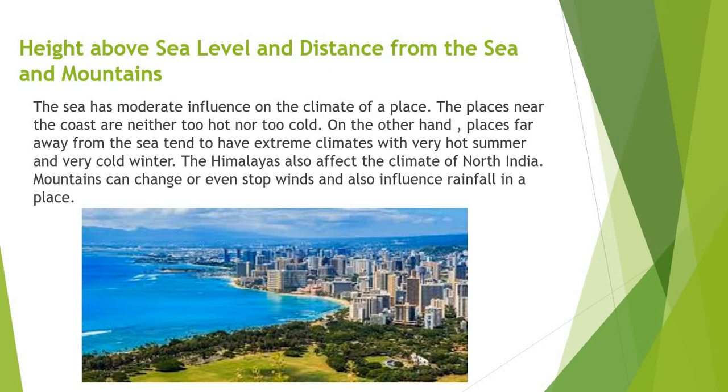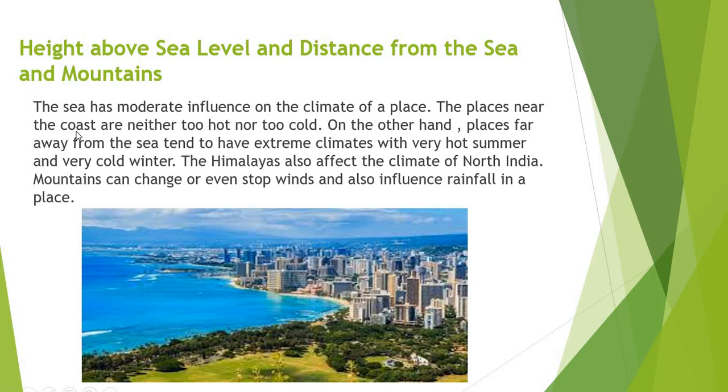So the places near the coast are neither too hot nor too cold, meaning they have a moderate climate. On the other hand, places far away from the sea tend to have extreme climates with very hot summers and very cold winters. Means when you move away from the sea, the climate becomes extreme in nature. It becomes extremely hot or extremely cold. While the Himalaya also affect the climate of North India. This is how the mountains affect the climate. Mountains can change or even stop winds and also influence rainfall in a place.